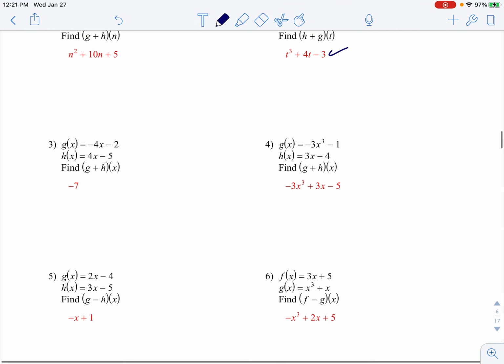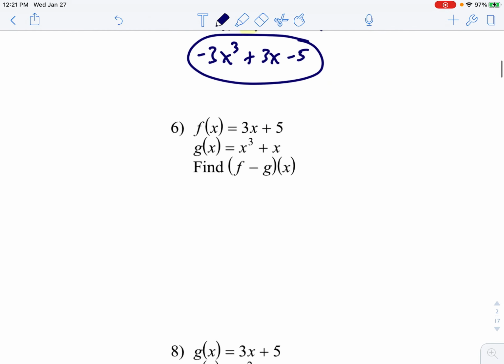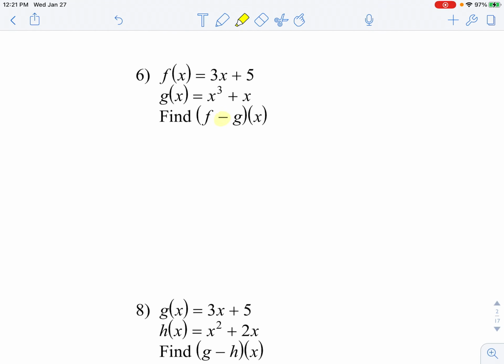Oh, too far. And there it is. Okay, next, number 6. Now this is a subtraction problem, f minus g of x. So this means you're going to take f of x minus g of x. This is one form of notation that basically means the same thing as that.